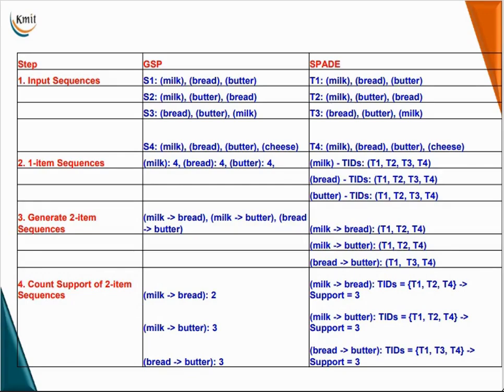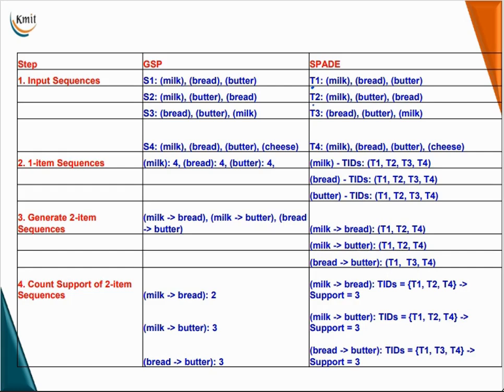Let us discuss the GSP and SPADE. Let us consider the input sequence S1 as milk, bread, butter; S2 milk, butter, bread; S3 bread, butter, milk; S4 milk, bread, butter, cheese. In the same way, let us consider the same sequence in SPADE, where it is written as T1, T2, T3, T4.